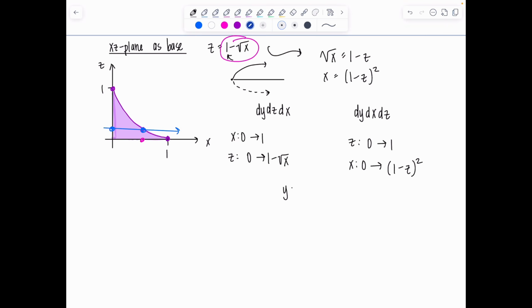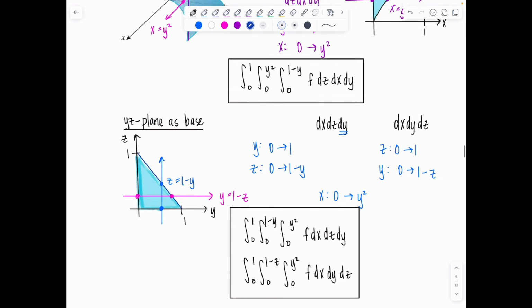Now, what about y? How do you figure out the limits for y? You look at the 3D graph. And what do you do? You pretend.